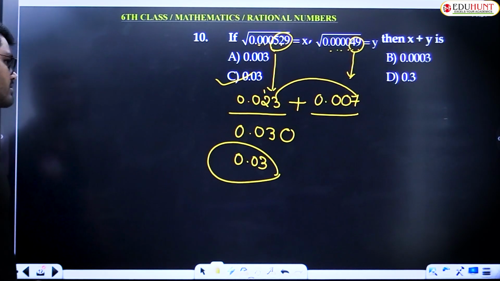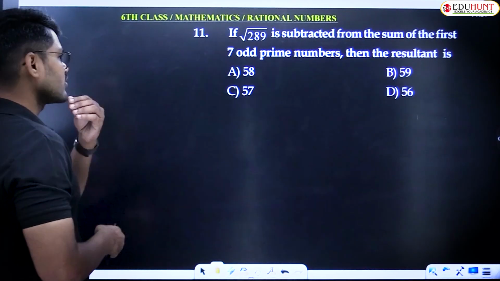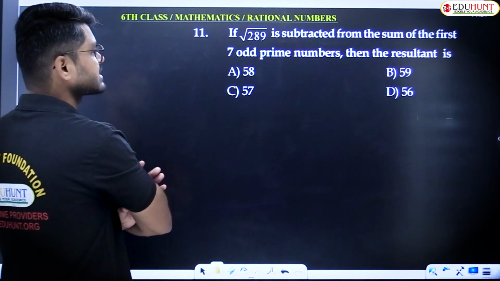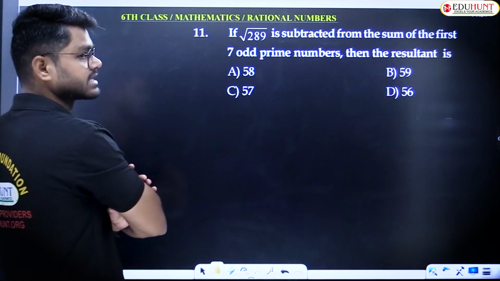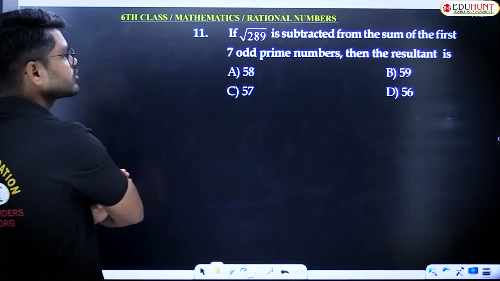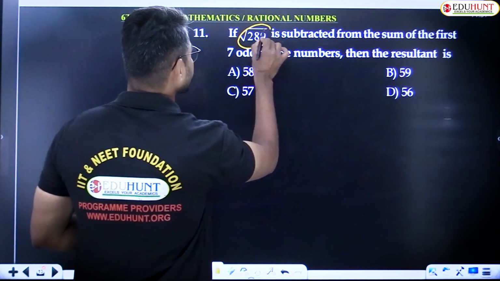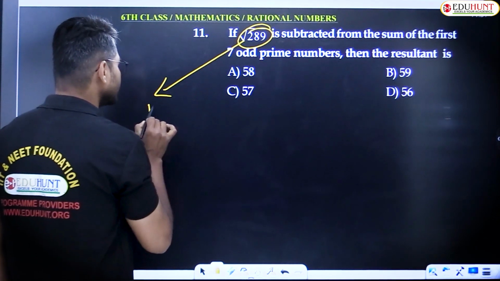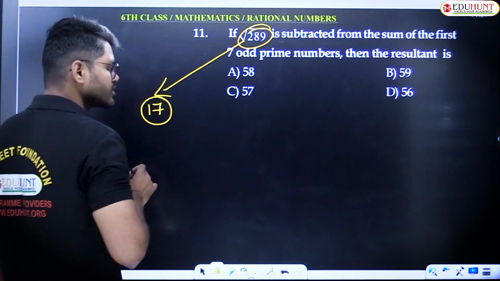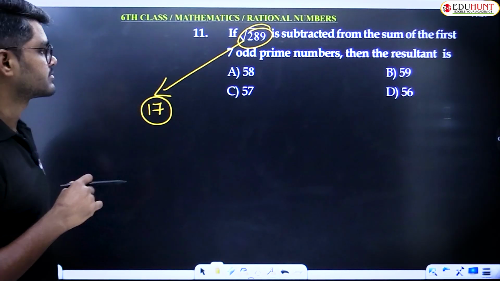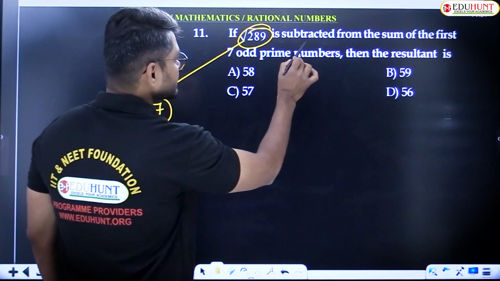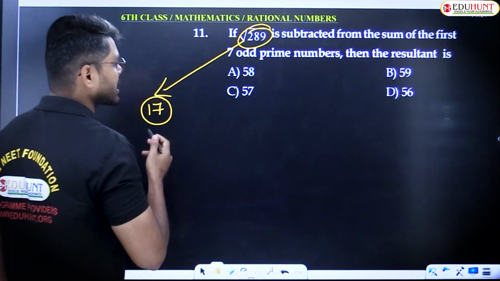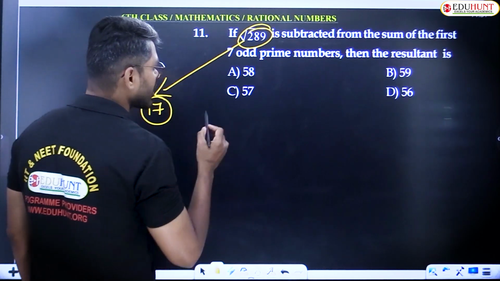Let's see the next one. Square root of 289 is subtracted from the sum of the first 7 odd prime numbers, then the resultant is. Square root of 289 is subtracted. What is the square root of 289? Square root of 289 is 17. We should know the squares up to 30 at least. It is subtracted from the sum of the first 7 odd prime numbers.